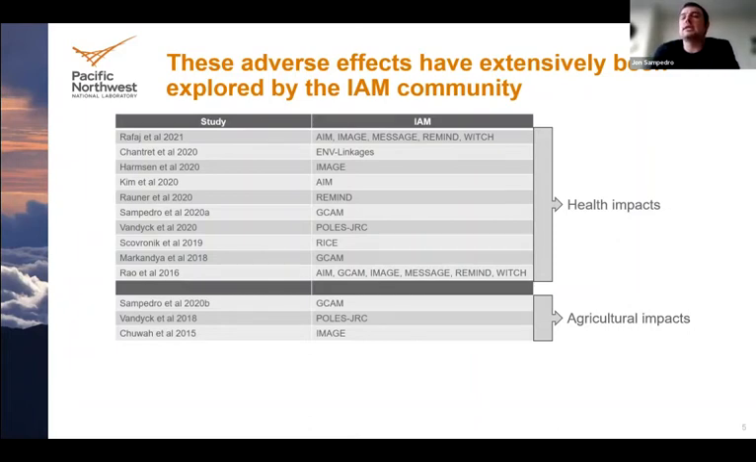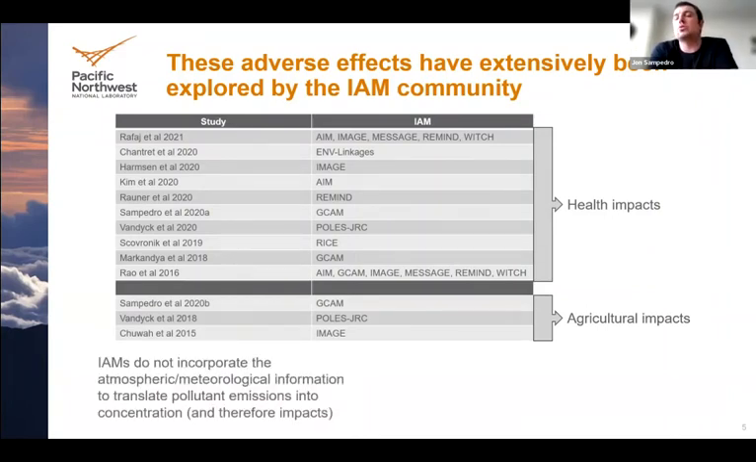However, we know that these integrated assessment models report air pollutant emissions, but they do not incorporate atmospheric or meteorological information to translate from the air pollutant emissions to concentration levels, and therefore to estimate directly the health and agricultural impact. So normally, in most of the papers, the integrated assessment model outputs need to be connected to additional air quality models or emulators.